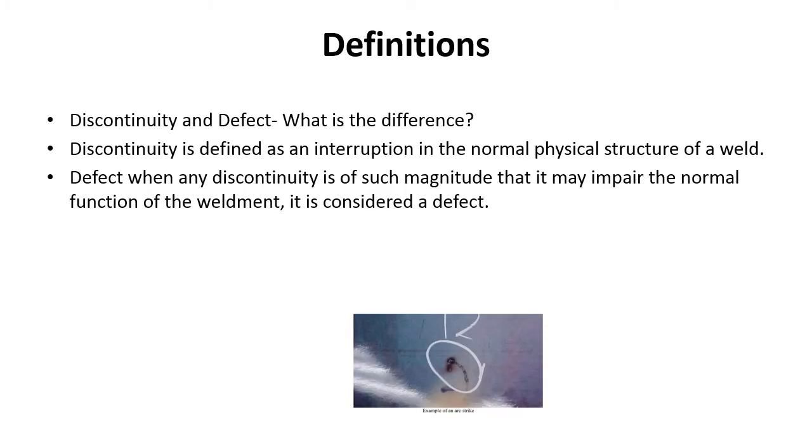Definitions. Discontinuity and defect. What is the difference? Discontinuity is defined as an interruption in the normal physical structure of a weld. A defect is when any discontinuity is of such magnitude that it may impair the normal function of the weldment. It is considered a defect. So all defects are discontinuities, but not all discontinuities are defects. So in a weld or weldment, you might have something that is a blemish. It doesn't seem right. It is a discontinuity. It is an interruption in the normal physical structure of the weld. But it doesn't mean it's going to be of enough magnitude that it'll cause a problem for the weldment. So you can have a discontinuity that's not a defect, but all defects are discontinuities. A little vocabulary bookkeeping that needs to be done there. Introduction into your vocabulary: discontinuity versus defect.